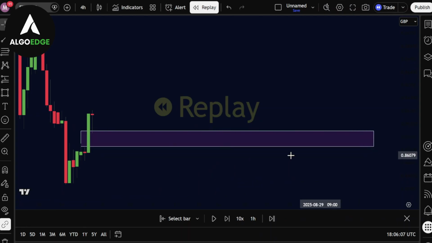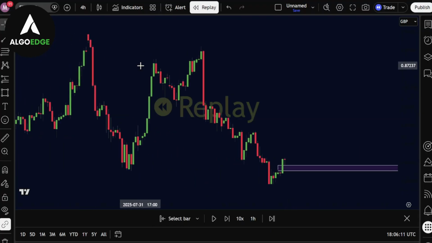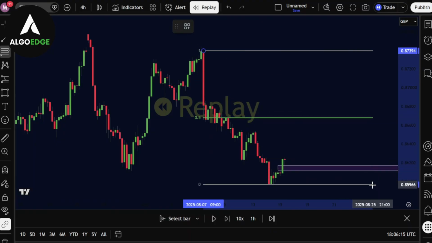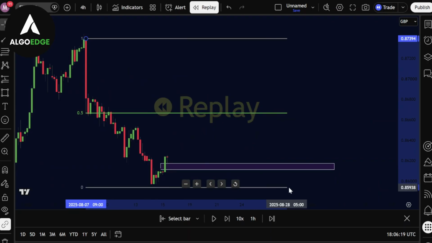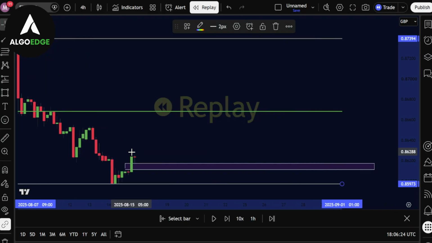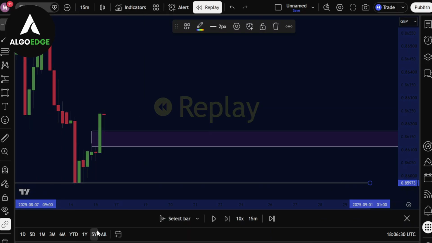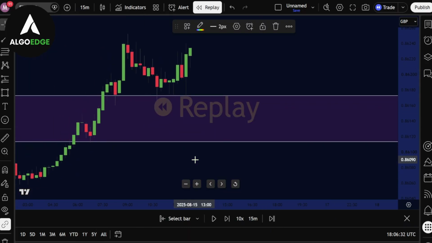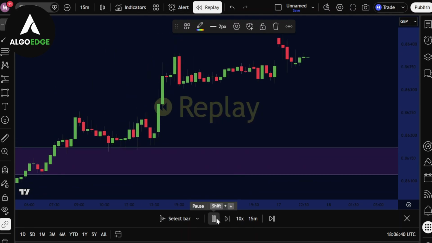Next, we'll identify our initial profit target. A simple approach is to use the 50% retracement level of the current move as our first take profit target. Now, let's move down to the 15-minute time frame. At this stage, we simply wait for price to retrace back into the H4 fair value gap.